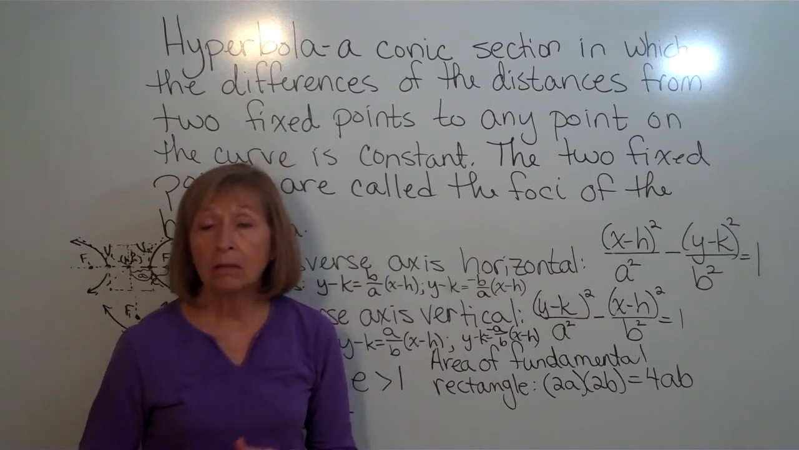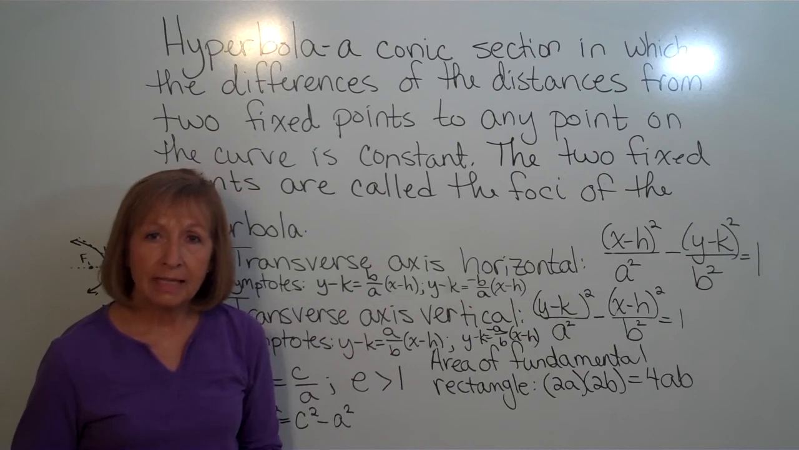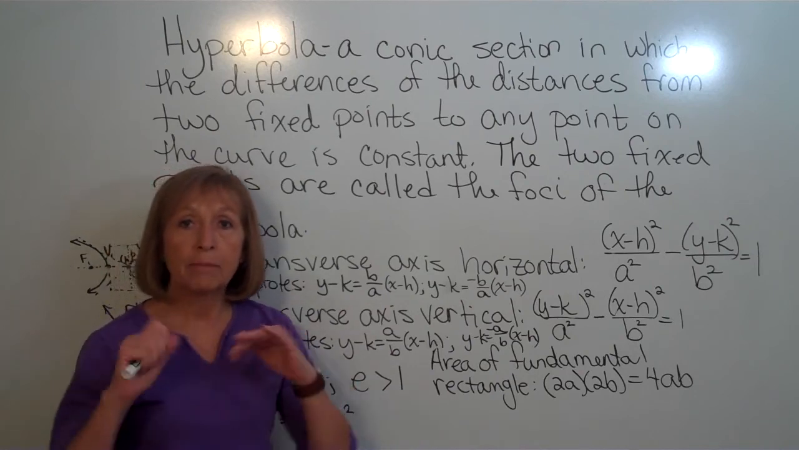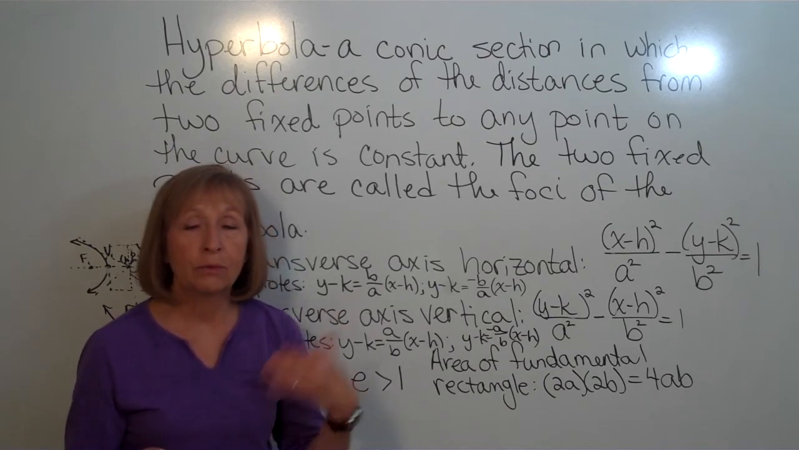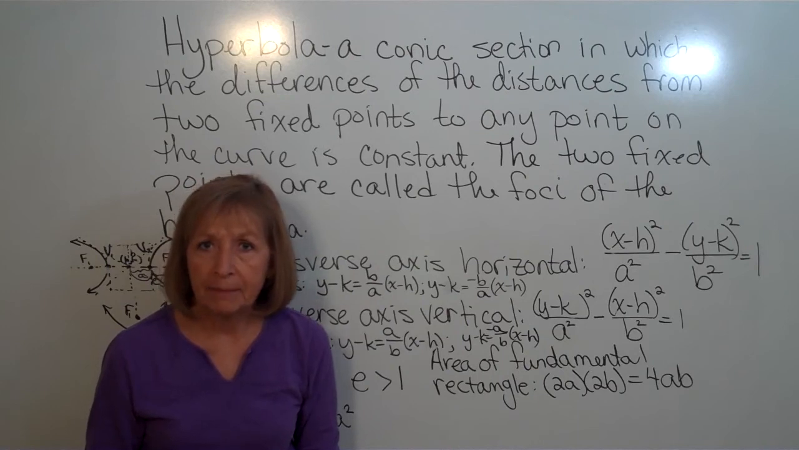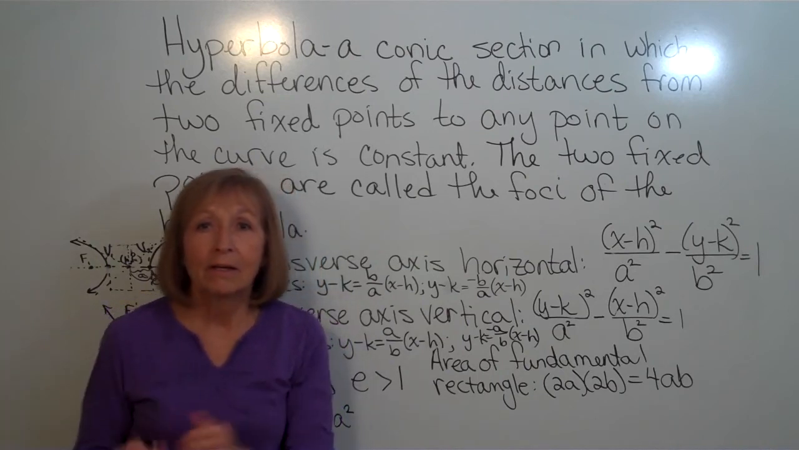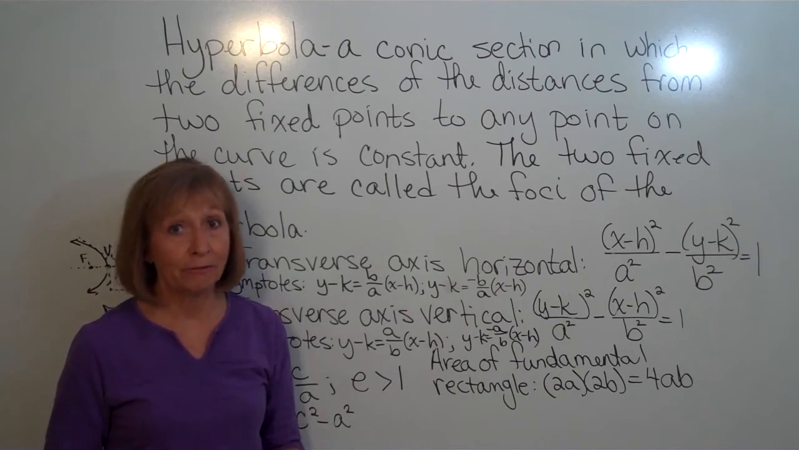Now if you recall or look back at the ellipse, once I had it equal to 1 and my coefficients were 1 in front of my (x minus h) quantity squared and my (y minus k) quantity squared, my a squared was the bigger denominator. That's the ellipse. For the hyperbola, my a squared is always the one that's under the positive fraction.